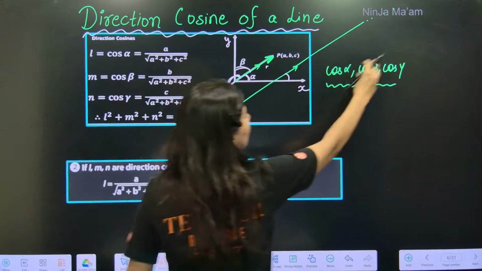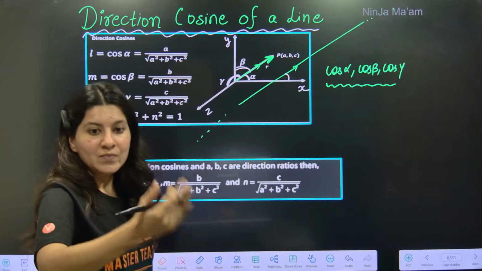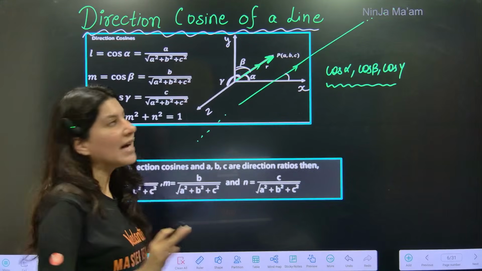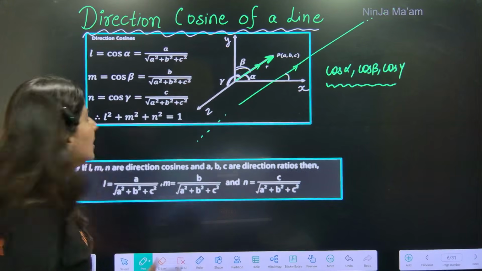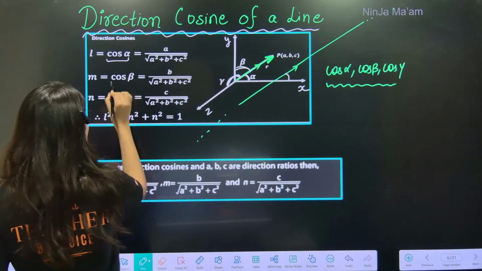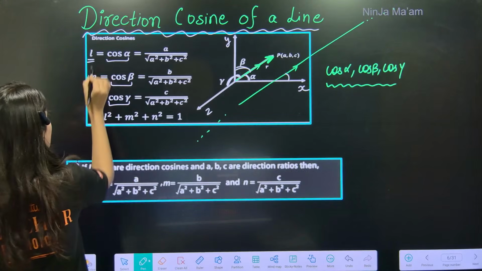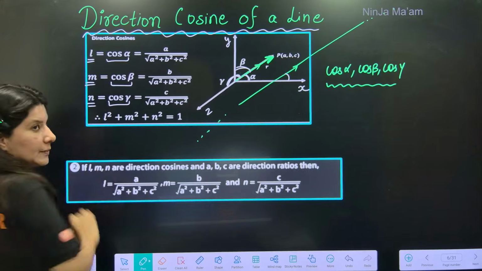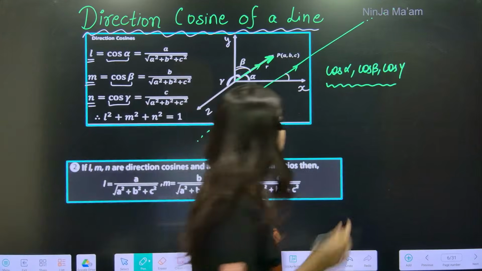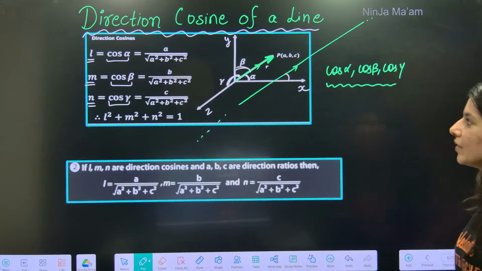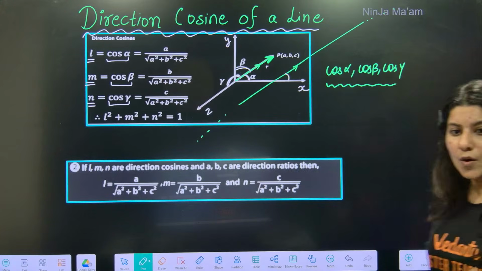So these three things, written separated by commas, are known as direction cosines. This is your cos alpha, this is your cos beta, this is your cos gamma, and they are denoted by L, M and N. Correct? L, M and N. Alright? Yes.